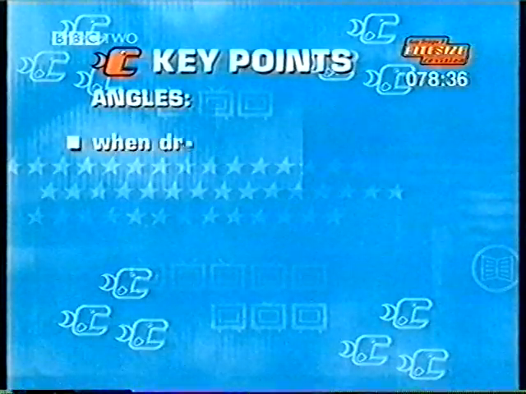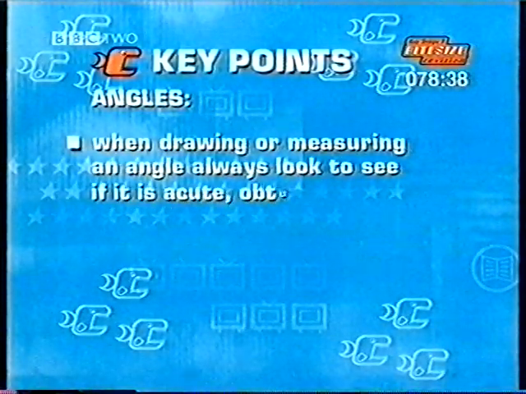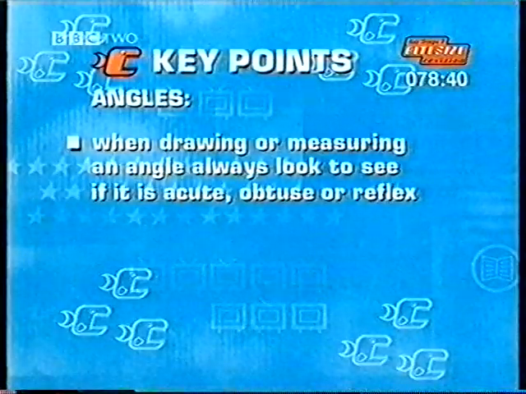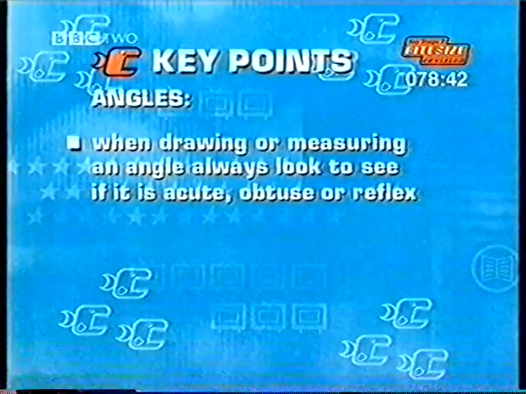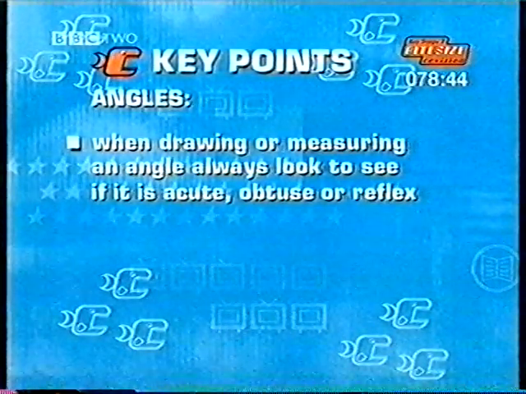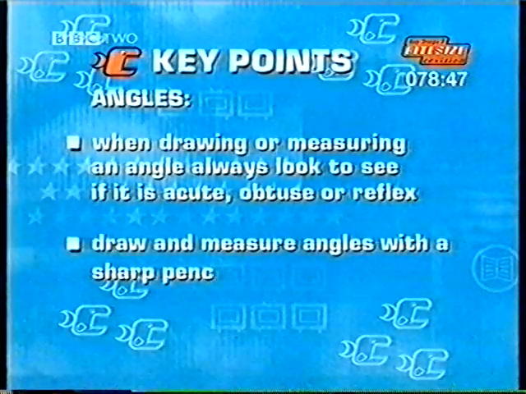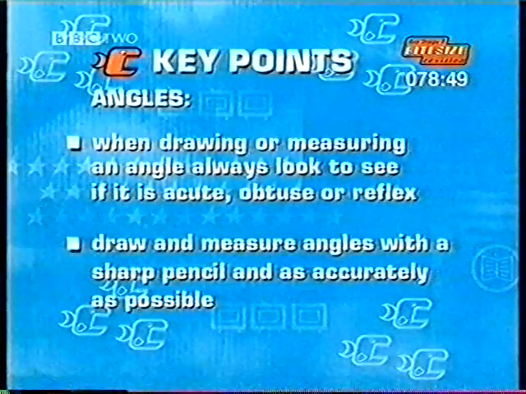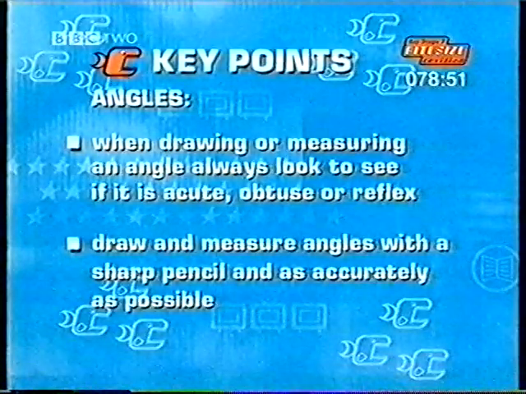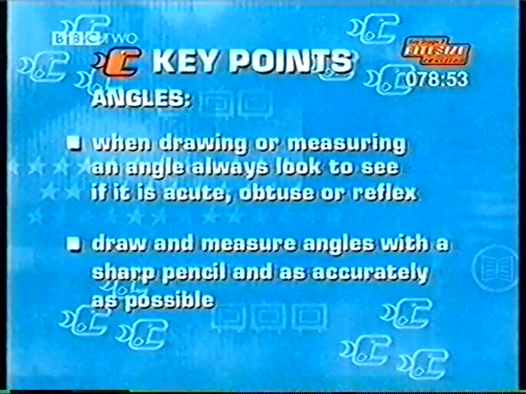When drawing or measuring an angle, always look at it to see if it's acute, obtuse or reflex. This will help you to assess if you have drawn or measured it correctly. Draw and measure angles with a sharp pencil and as accurately as possible. You'll lose marks for being more than 1 degree out.